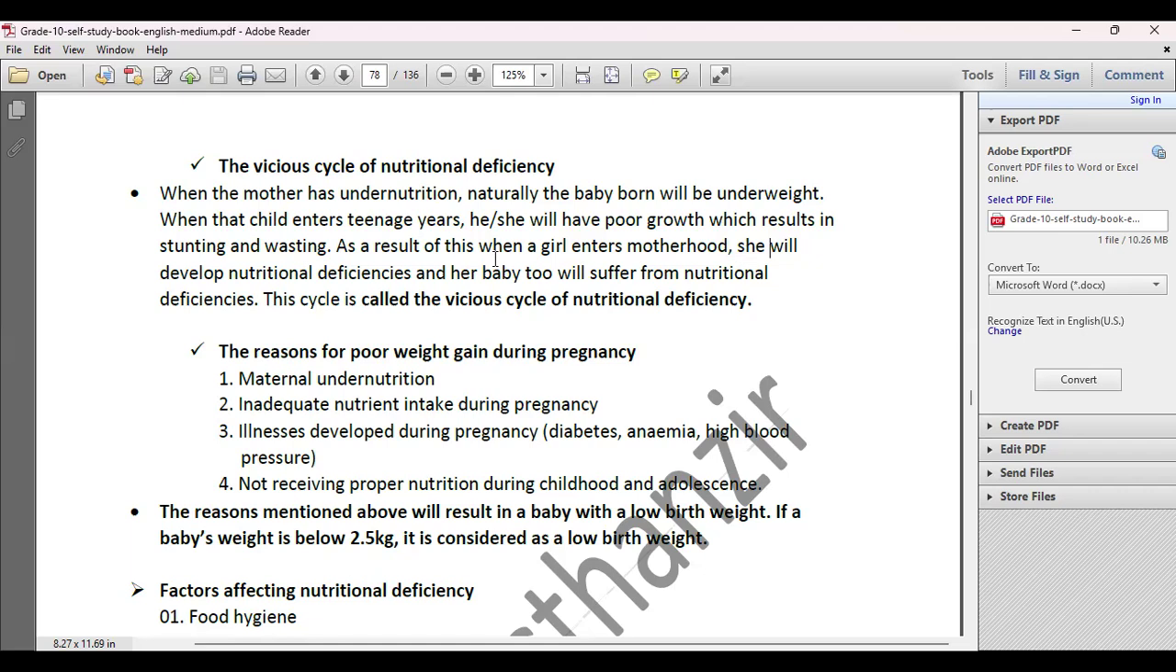Then if you are asked to explain the vicious cycle of nutritional deficiency, can you explain? You just remember the diagram. That means, if nutrition during pregnancy is low, it will definitely affect the baby. It will definitely affect the baby's growth, in the teenage, the adolescent. Then when she becomes pregnant, it will affect that too. It will happen to the baby. That's why we call this a vicious cycle.